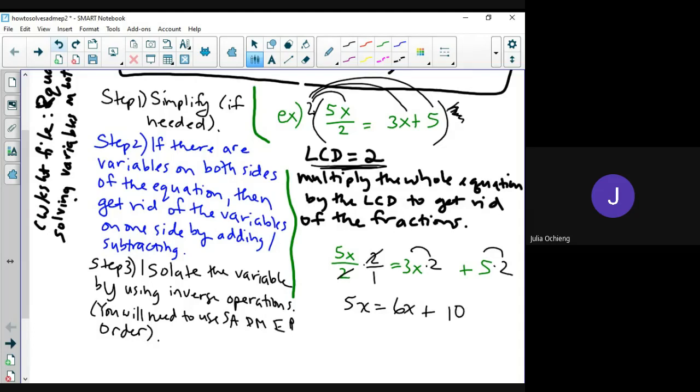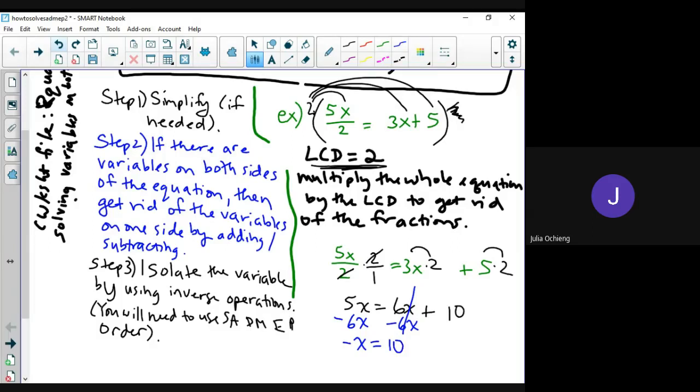All right, step 2, see if you can do this on your own. Remember again, if there is a variable on both sides, and there is here, you need to get rid of one of them. So it doesn't matter which side, I'm just going to do it on this side. So I'm going to subtract 6x. This cancels out, and I get negative x equals 10.